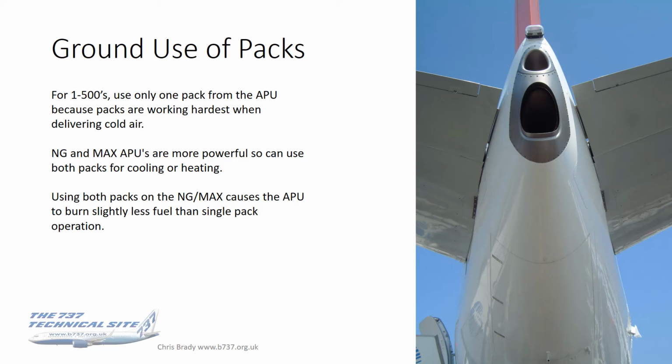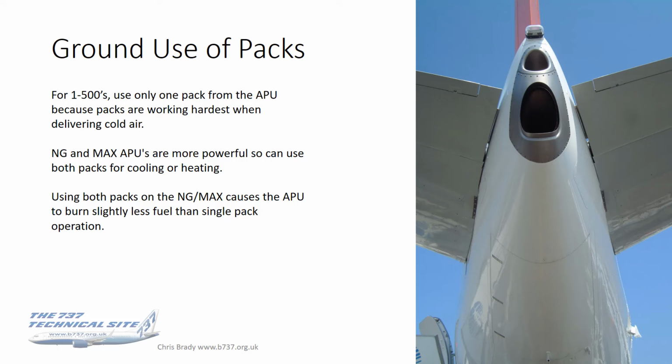Okay, quick word about the ground use of the air conditioning packs. Those of us that flew originals and classics will remember that there was an instruction that we were to only use one pack from the APU. Now, this is because the packs are working hardest when delivering cold air, and it's assumed on the ground you'd be wanting that cold air. And the APU on the originals and classics was not up to the job of powering both air conditioning packs.